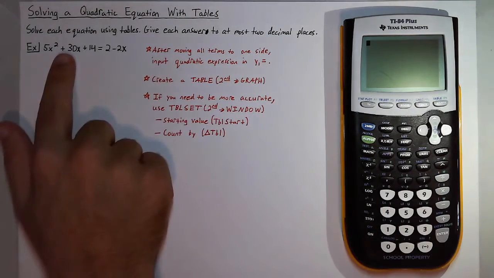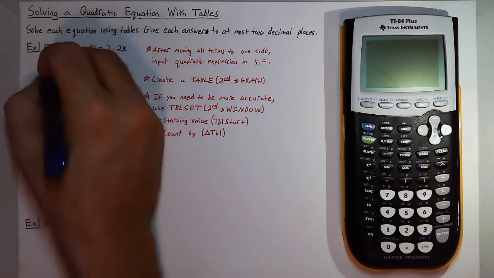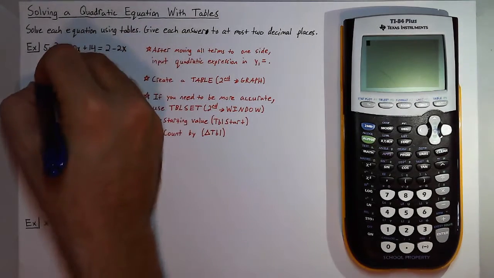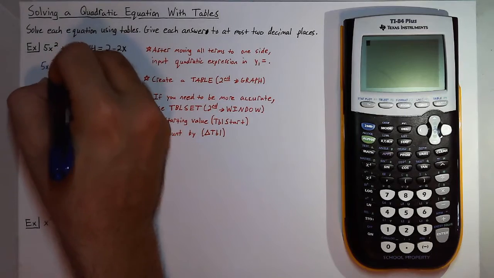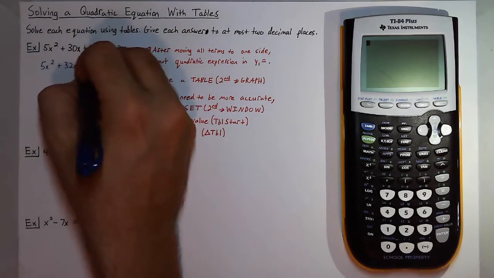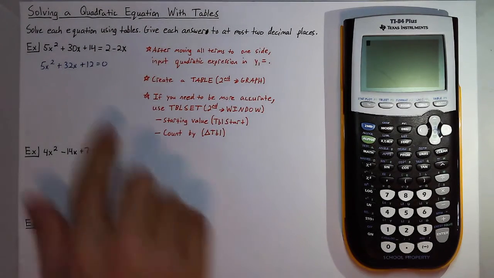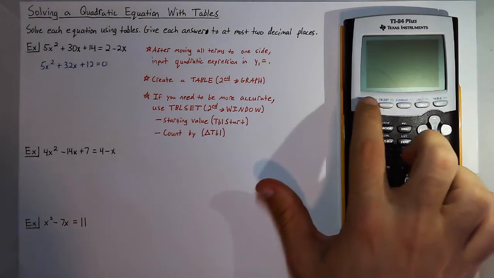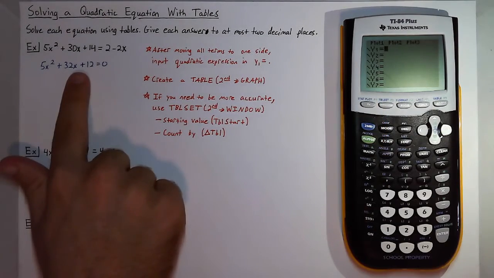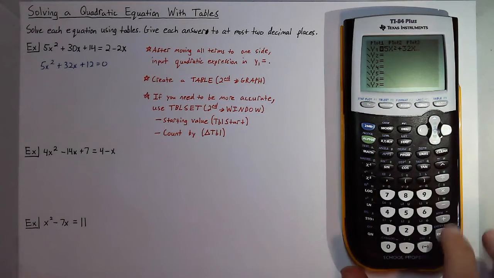So what we're going to want to do first is move all terms to one side so we can find these zeros of the equation instead. So we'll add 2x, give me 5x squared plus 32x, and then minus 2 plus 12 equals 0. Now that I have everything on one side of my equation, I'm going to go to y equals and plug this expression into y1. So 5x squared plus 32x plus 12.